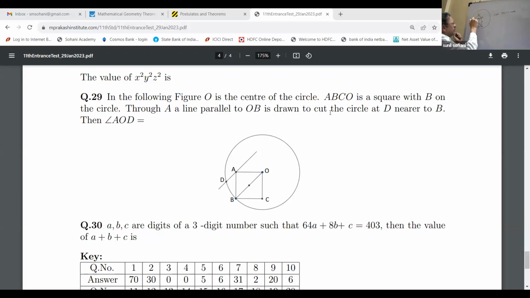Therefore, this side angle becomes 45, because of alternate angles for a transversal across two parallel lines. As a result, you will find that this angle also becomes 45, because the total is going to be 180. As you see, this angle is already 90 and this is 45. Therefore, this side angle AOT is going to be 45.